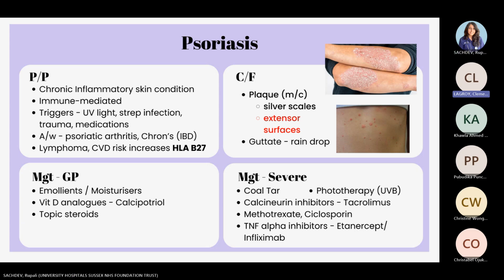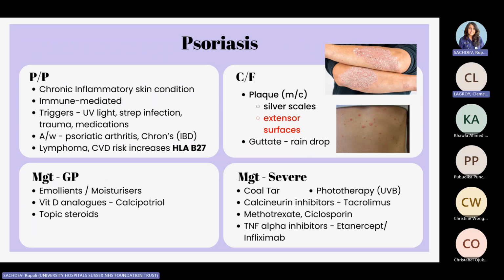It increases the cardiovascular risk and increases HLA-B27 expression. The clinical features, so you've got the plaques, which are very silver and scaly in color. The opposite to eczema is that it's on the extensor surfaces. Sometimes in question stems, it can be confusing differentiating the two if you're not sure about the different appearances, but the location will help you a lot.